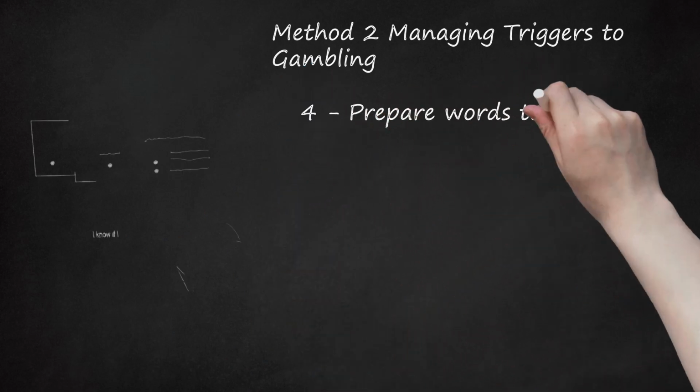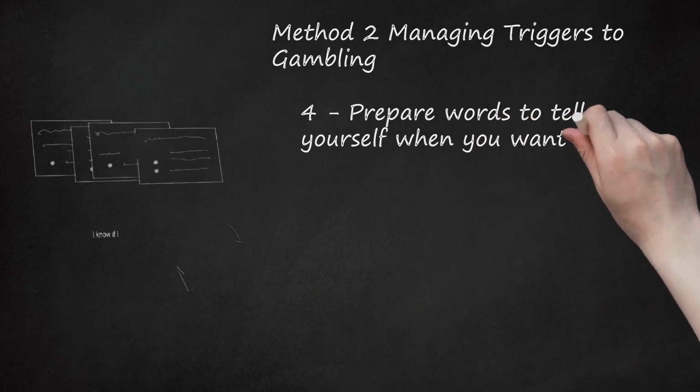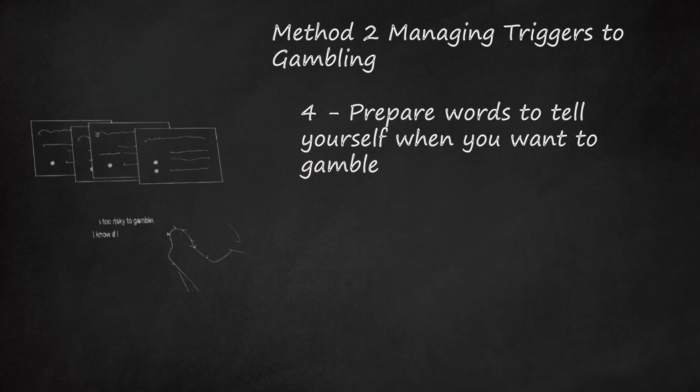4. Prepare words to tell yourself when you want to gamble. Planning on what to tell yourself when you feel the urge to gamble can help ensure that you have a strategy when the time comes. This strategy can help you limit or eradicate your gambling. You can start by telling yourself, "It is too risky to gamble. I know that if I start, I won't be able to stop. I need to avoid it altogether."